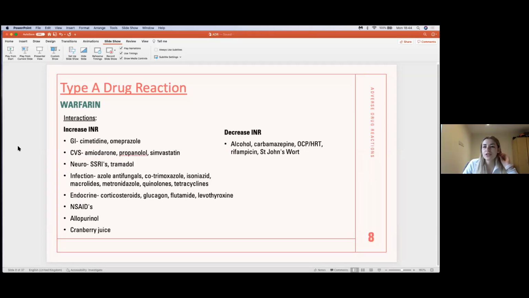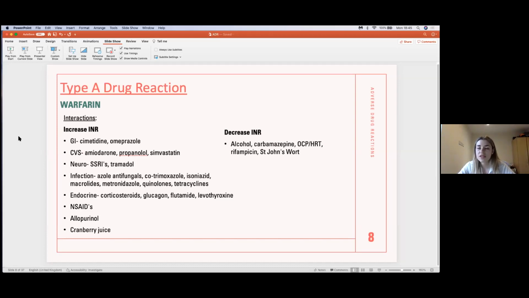So some interactions to be aware of. So all of these drugs will increase your INR. So cimetidine, which is an H2RA, it's used for heartburn, so reflux and peptic ulcers, and omeprazole also used for reflux and peptic ulcers. This can increase the INR if the patient is also on warfarin.